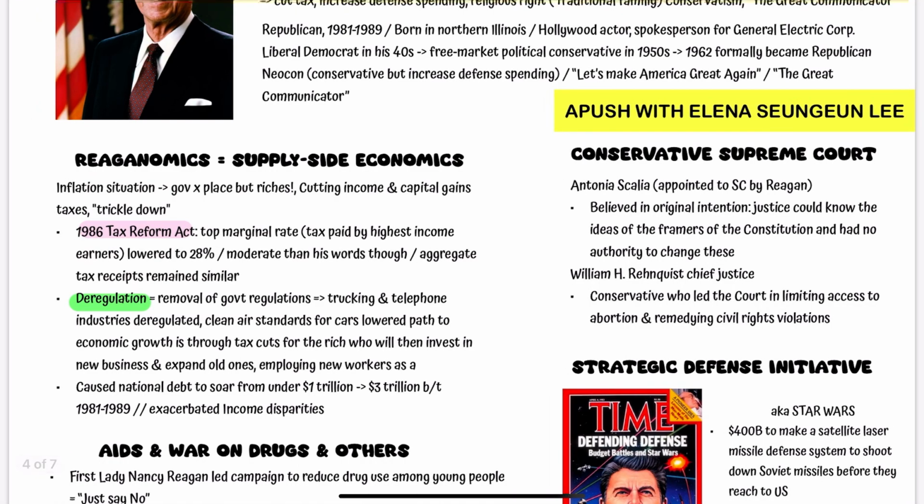Remember, because the president is the one who appoints the Supreme Court justices, right? So let's look at how his presidency and his rooting for conservatism applied to this era's Supreme Court. So Reagan appointed a justice called Antonin Scalia to the Supreme Court. And Antonin Scalia believed in original intention, in which the justice could know the ideas of the framers of the Constitution and had no authority to change the ideas of the framers of the Constitution.